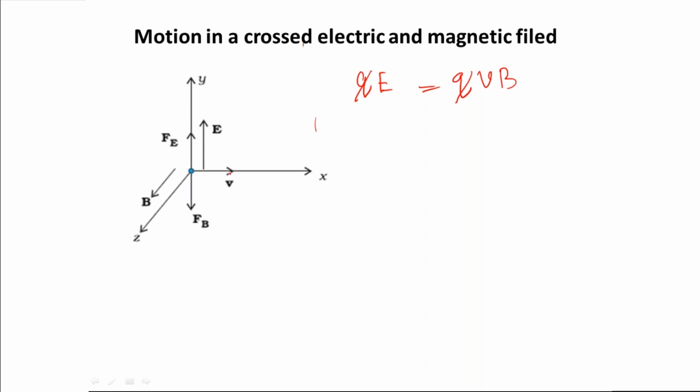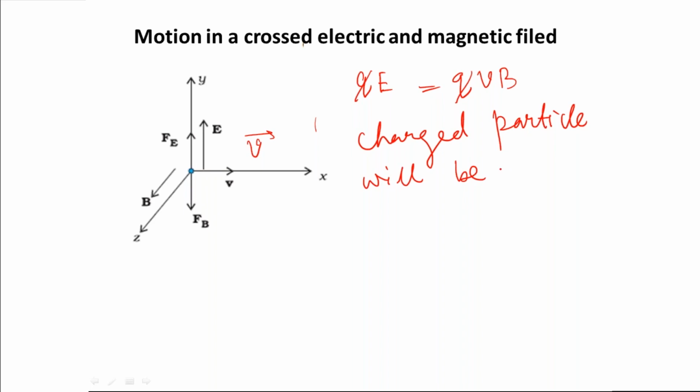That means the charged particle will be undeflected, or not deflected. The charged particle will not deflect. It will move in a straight line along the x direction with the same velocity, because no net force is acting on this charged particle in this case.